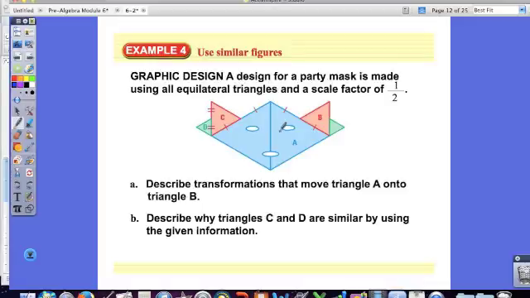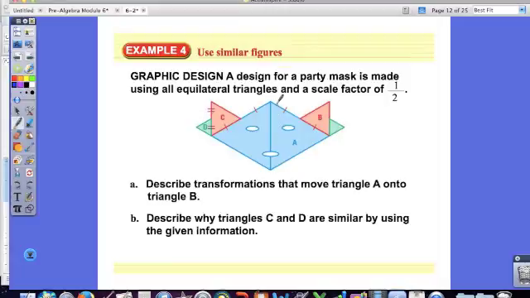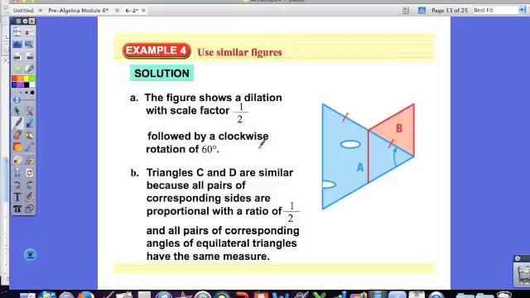Okay? So the first thing here, let's look at these, is for A. The transformation is a dilation with a scale factor of 1/2, followed by a clockwise rotation of 60 degrees. So we dropped it in half, okay, and then we rotated it 60 degrees. Triangle C and D are similar because all pairs of corresponding sides are proportional.